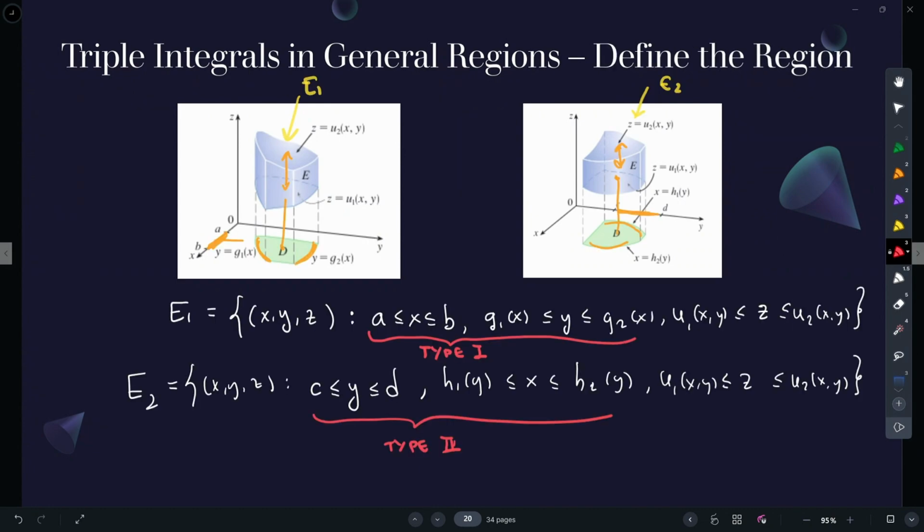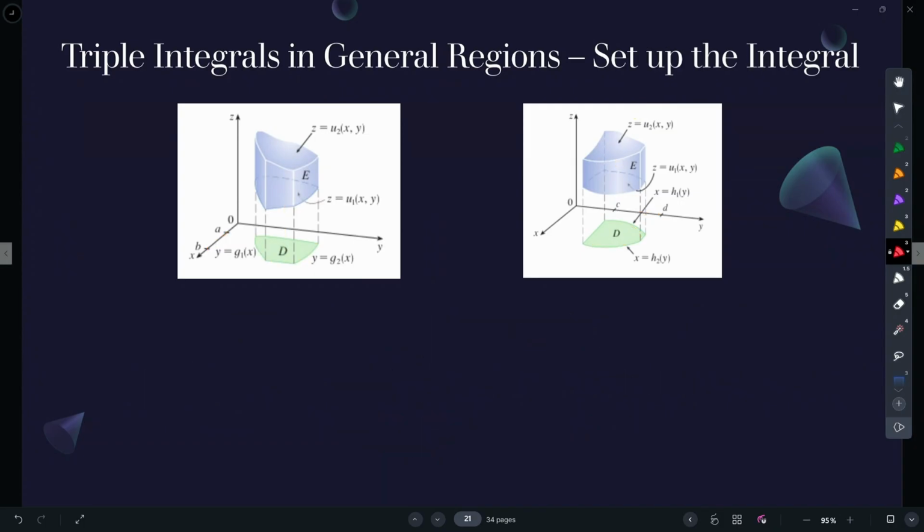Okay, so those are the definitions of the sets that I'm working with. And now I want to set up the integrals. So if I want to integrate a function, I have some function now, f of x, y, z, and I want to integrate it on one of those regions. So this is going to be E1, this is going to be E2. How would I set up the integral?